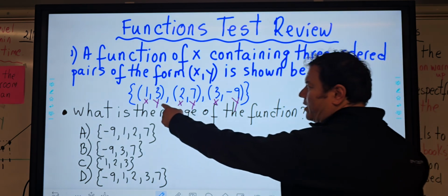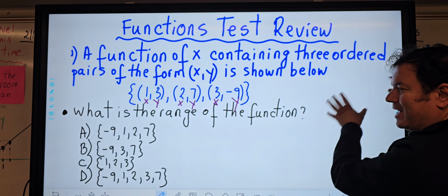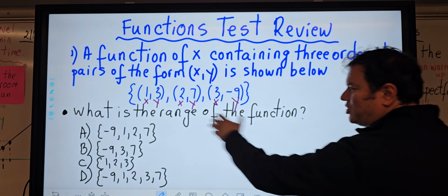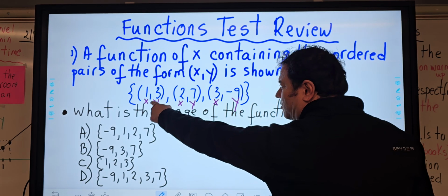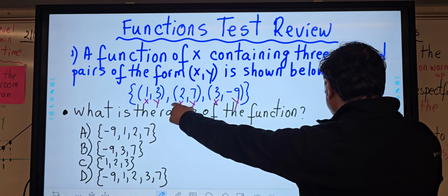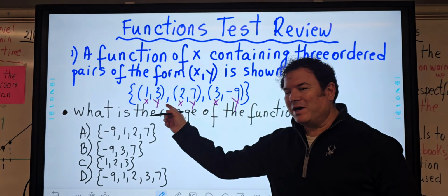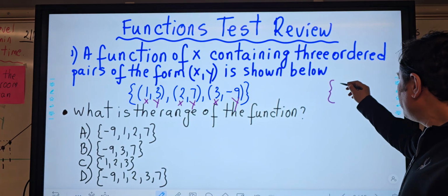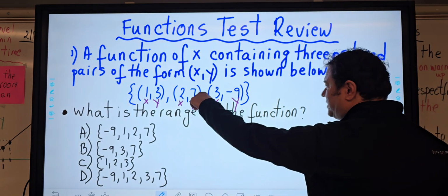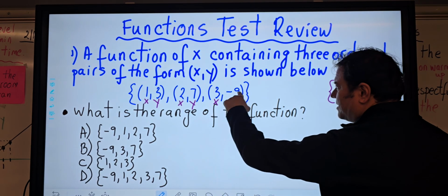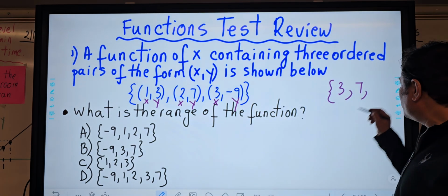Let's look at the first ordered pair. We have 1 and 3. The y value is 3. So let's create our own ordered pair here and see which one is going to match one of the answers. So x is 1, y is 3. So we have 3 because we are looking for the range. Remember, the range are the y values, right? So first is 3. Let's continue. We have 2 and 7. The range, the y is 7. And then the last one, we have 3 and negative 9. Negative 9 for y, so negative 9.